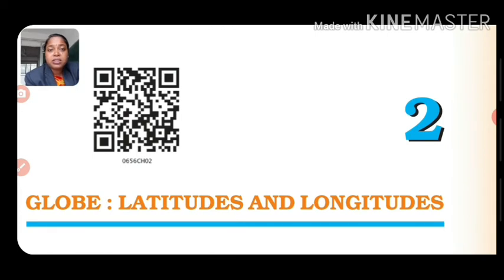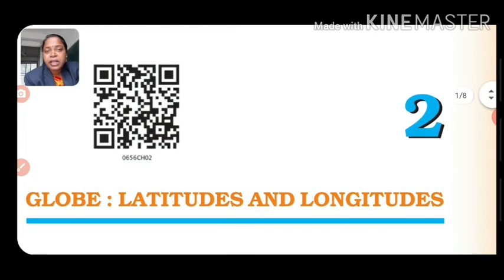So students, what are the main parts of this chapter? They are the globe, latitudes, and longitudes. How are we calculating the latitudes and longitudes? Through degrees. And those degrees divide the globe into two different parts, maybe horizontally, maybe vertically.